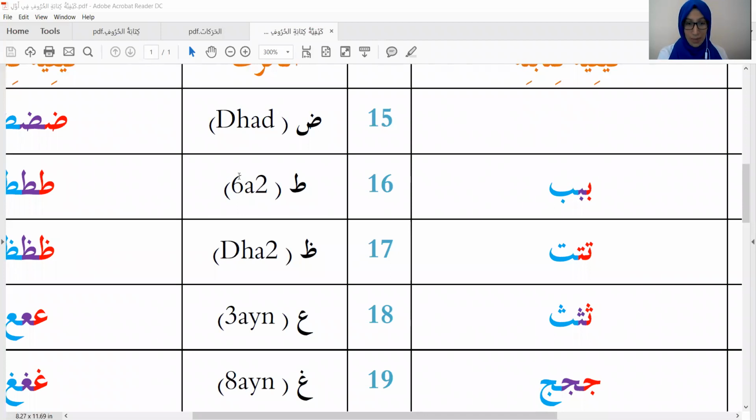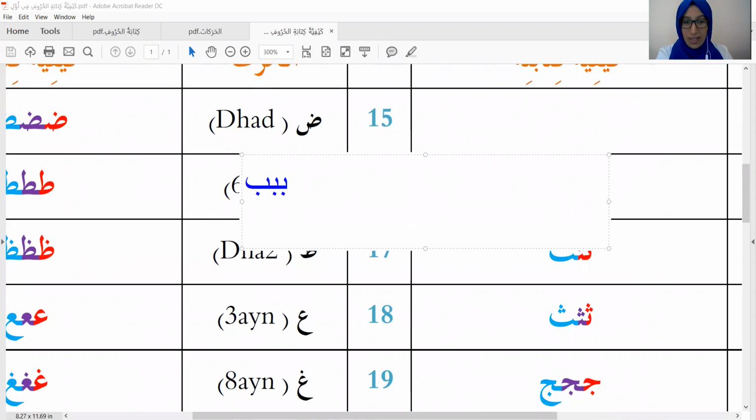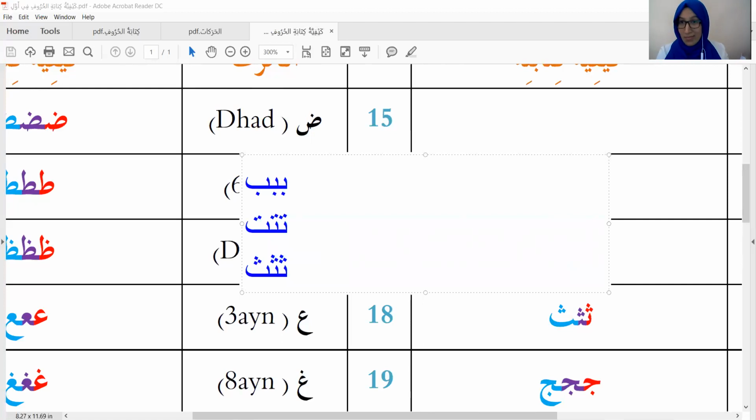So I have ba. Ba in the middle is like this. Ta and tha, the same. Look, the same form, and the difference is only in the number of the dots and the position of the dots. The third is like this, the same. Then I have other letters.